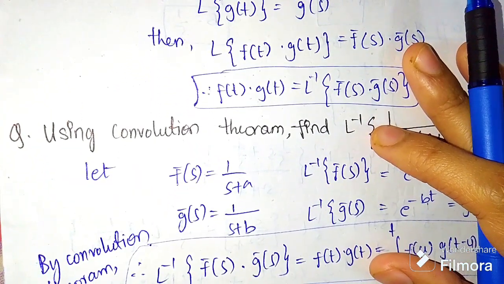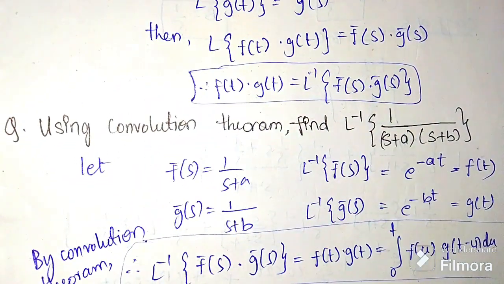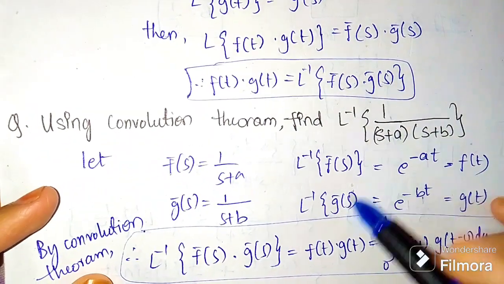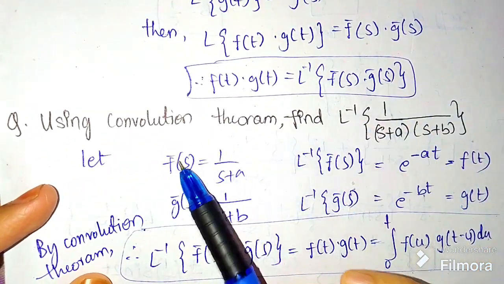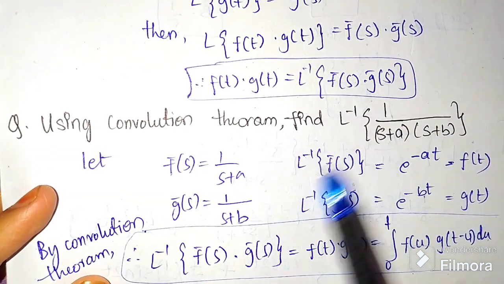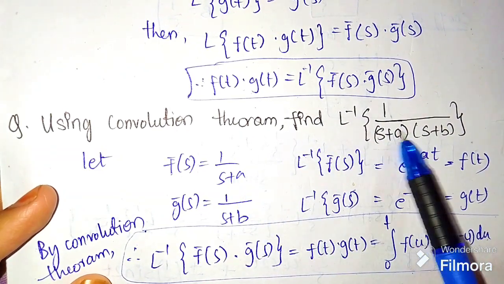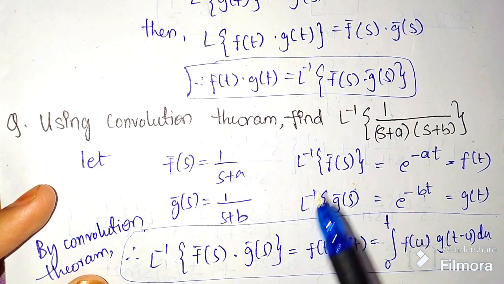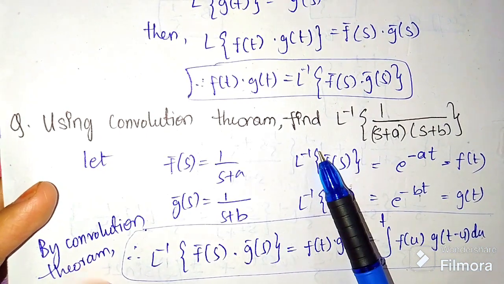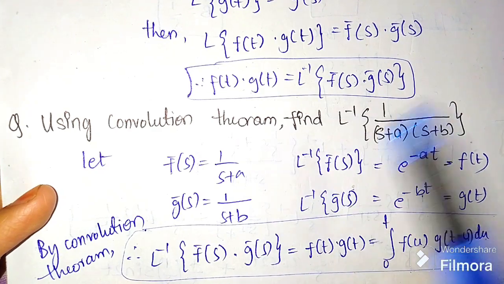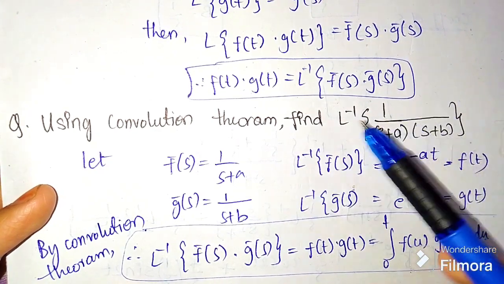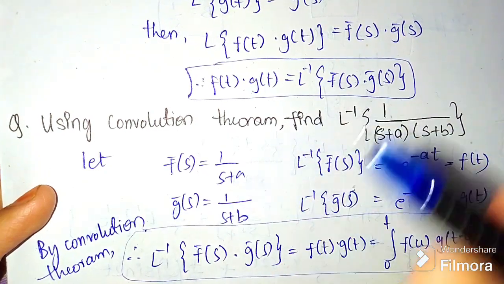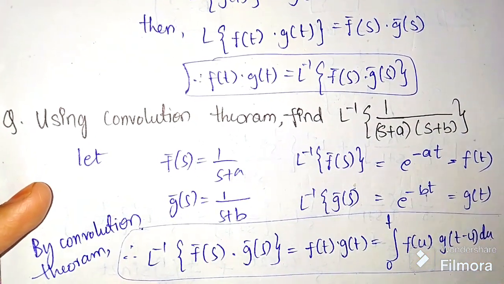You'll be given a question like this: using convolution theorem find some inverse. First, you consider two functions f bar of s and g bar of s. For example, 1 by s plus a is my f bar of s and 1 by s plus b is my g bar of s. Immediately you'll find the Laplace inverse. I told you at the very start that wherever s is there we apply Laplace inverse, and wherever t is there we apply Laplace.